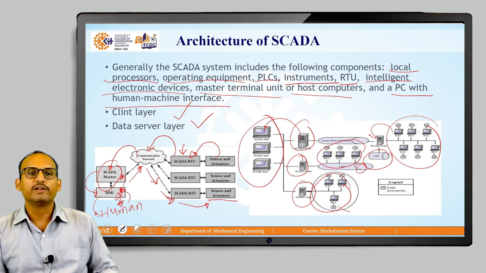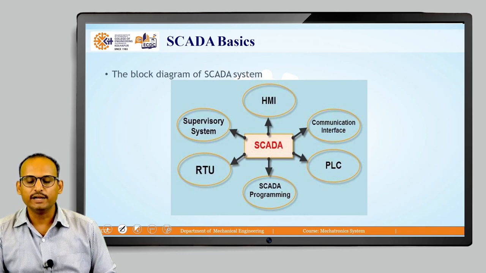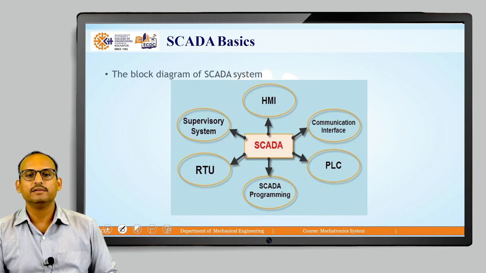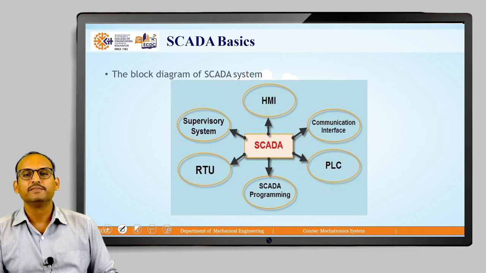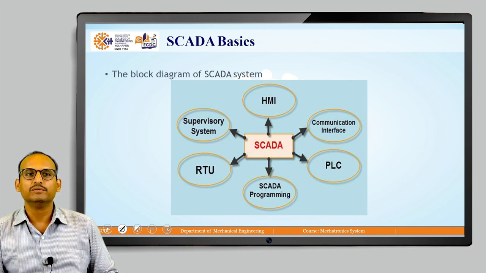Let us see the different components and the uses of these components, which we will try to understand. The first component is HMI. Second is the communication interface, third is PLC, fourth is SCADA programming, fifth is RTU, and sixth is the supervisory system. These are the components used in a SCADA system. We will discuss these components in the upcoming slides. Thank you so much.